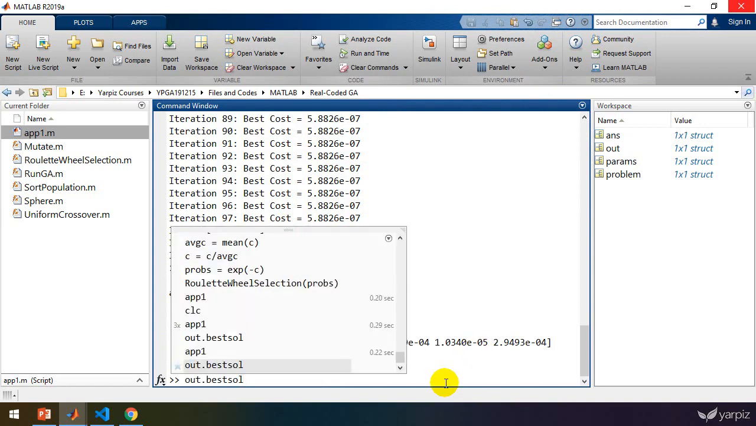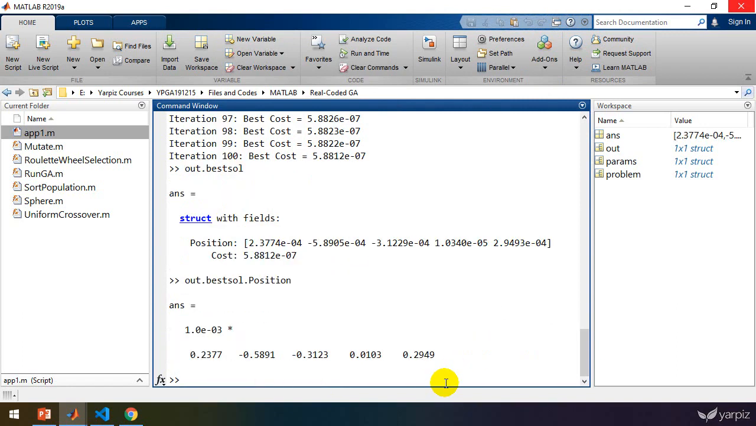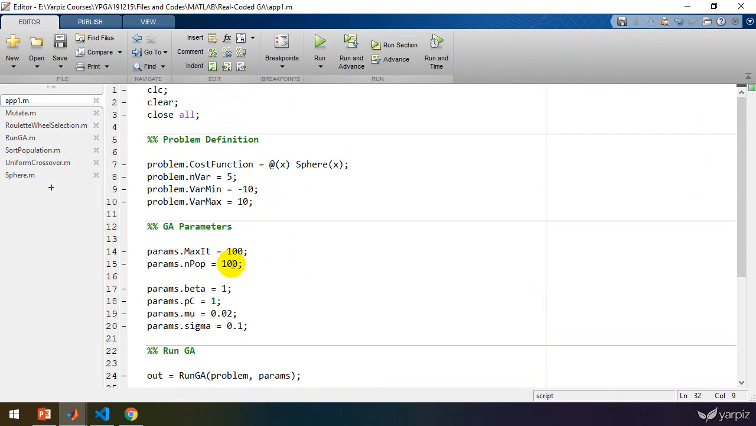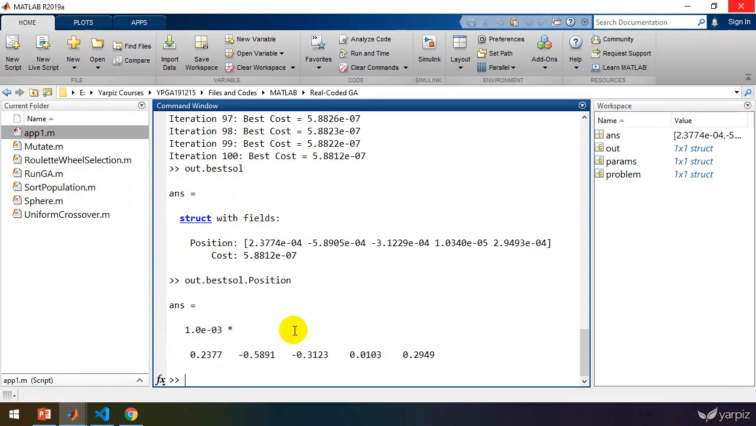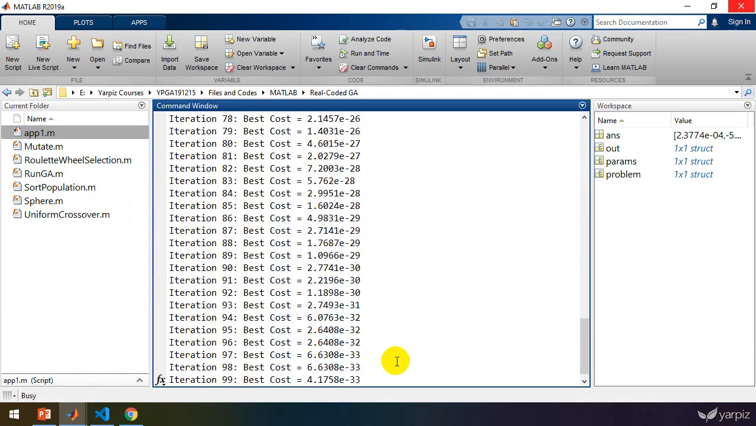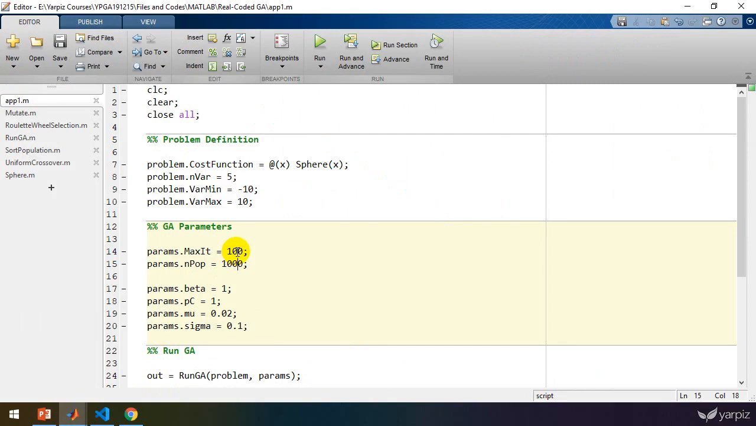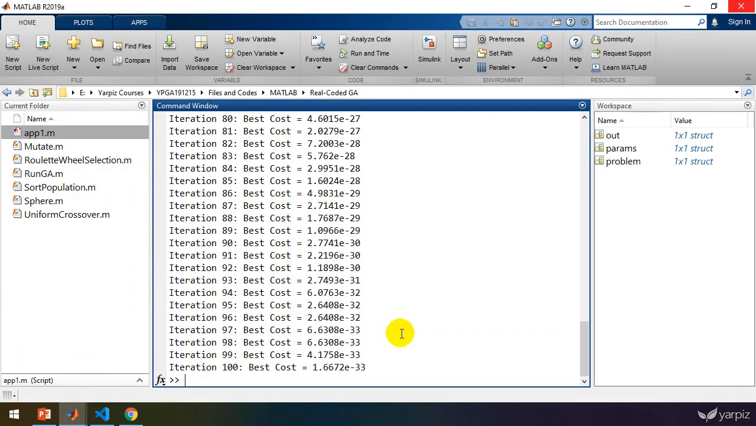And if you check out.bestSolve, you'll get these decision variables. And these are almost zero, very close to zero. And also, you can, for example, increase the population, pop here. And if you run this, you get even better results. And if you give the genetic algorithm more time, you will get better results.